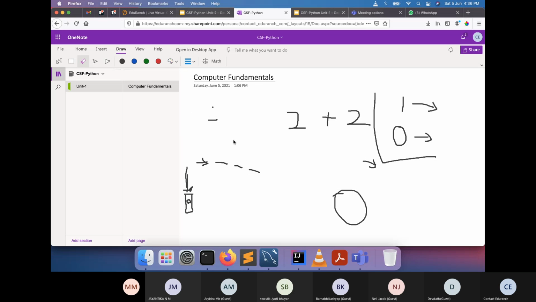Okay, so using this, what happens in computers is basically we take, for example, let's take this example.